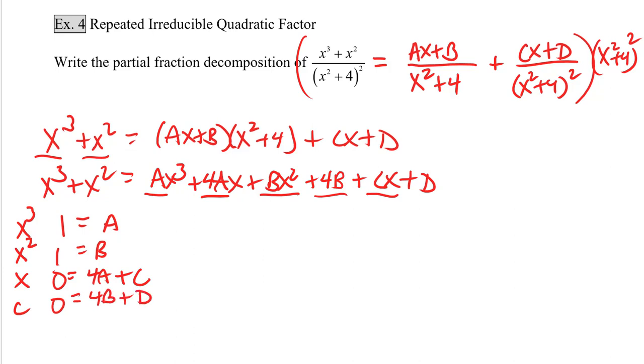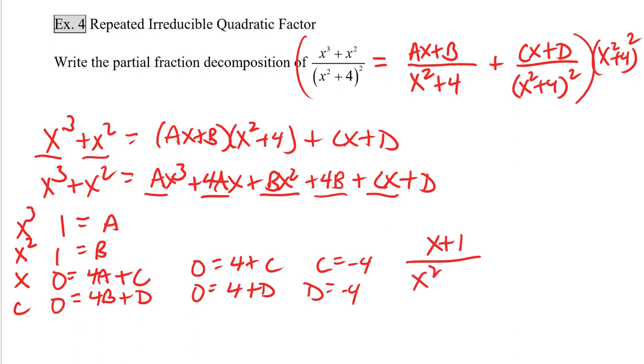Now I can go ahead and plug in a 1 for a, and I get that 0 is equal to 4 plus c, which means c equals negative 4. And I can plug in a 1 for b, and I get 0 is equal to 4 plus d, which means d is equal to negative 4. So my final answer is going to be 1x plus 1, or x plus 1 over x squared plus 4 plus negative 4x minus 4 over x squared plus 4 squared. And that's all for now. Thanks for watching.